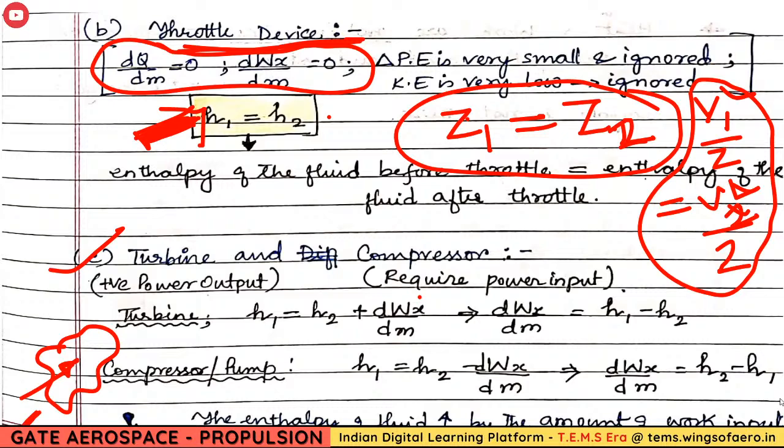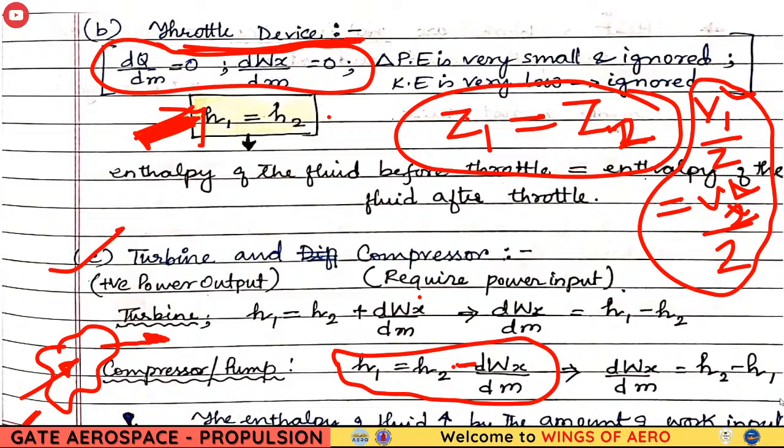So you can see here, when we substitute in the basic formula, H1 equals H2 minus, you can see the minus sign, minus dWx by dm. Now in case of turbine, it is positive. It is coming out, or work done by the system. Work done by the system, so it will be positive.